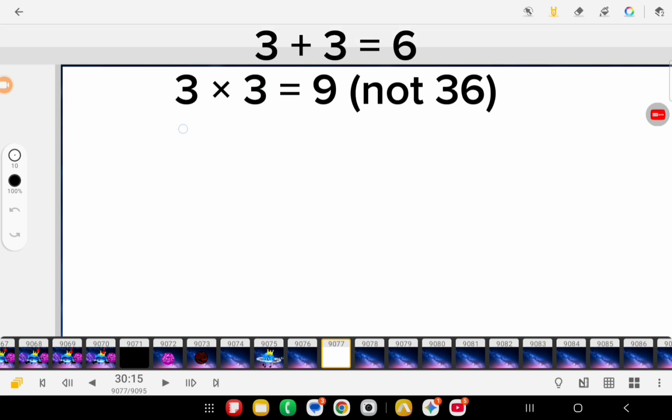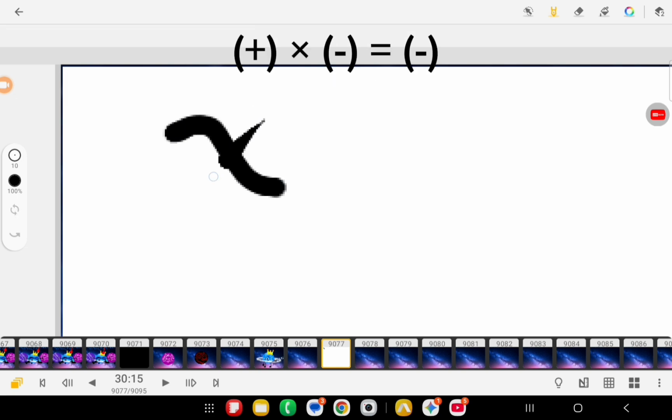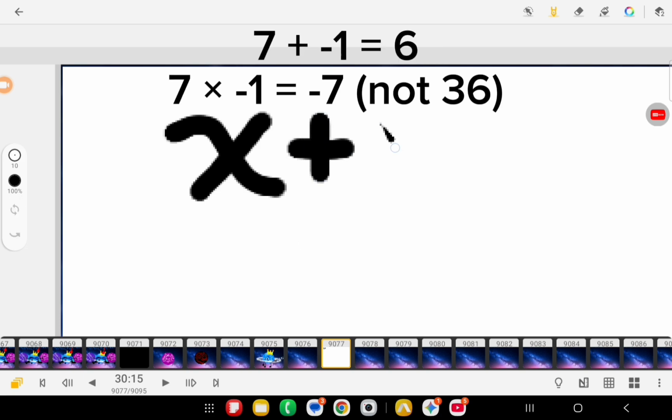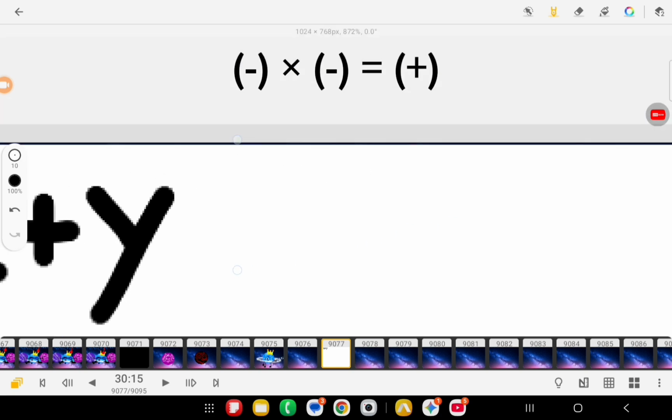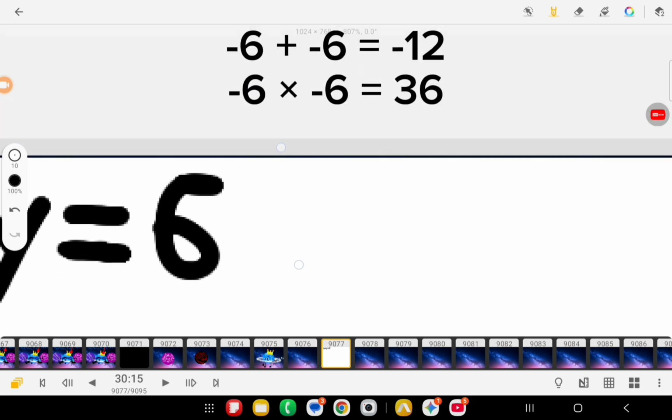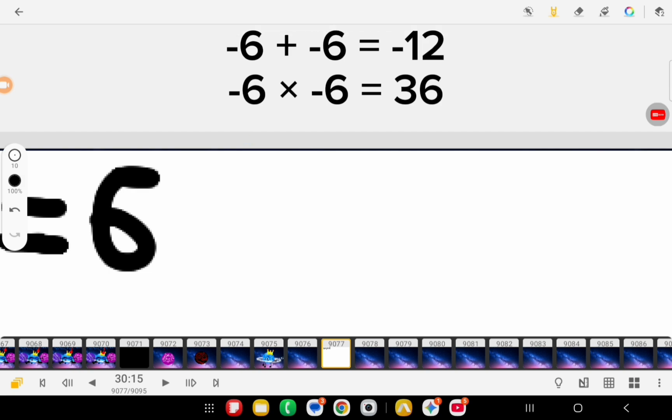Some even try to be slick by using negative numbers, but they have no idea that a positive times a negative is negative, like 7 and minus 1, which adds to 6 but multiplies to minus 7. However, some know that a negative times a negative is positive, so they try minus 6 and minus 6 because they know the product will be 36, but when you add them you get minus 12, and minus 12 is not 6, so this trick also doesn't work.